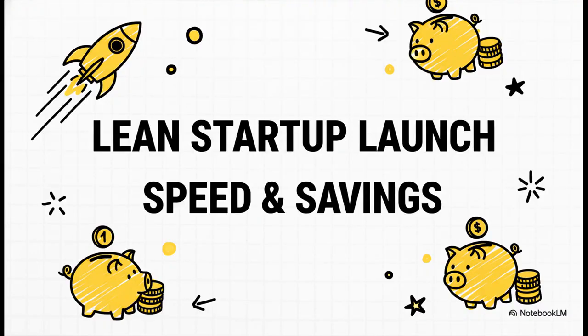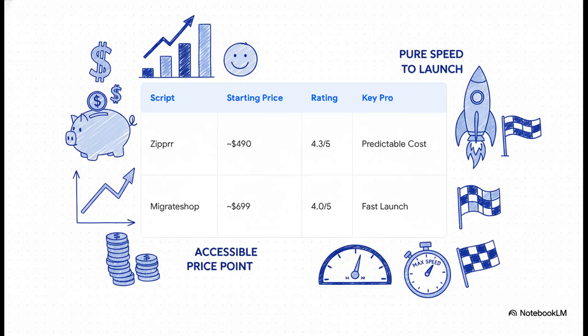So first up, let's talk about what a startup really needs. If you're trying to get your marketplace off the ground fast and you're working with a tight budget, these next couple of options are designed for you. For this group, it's all about speed and being cost-effective. This chart does a great job of showing the two different mindsets for a startup. You've got Zipprr over here, which offers a really accessible price point. And then you have Migrateshop, which is laser-focused on one thing, getting to market as fast as humanly possible.